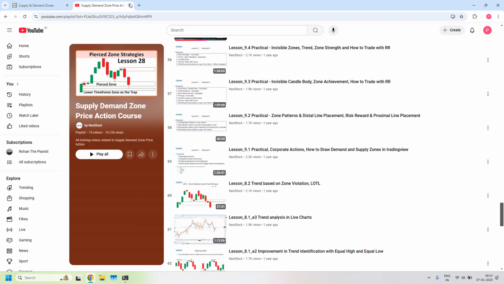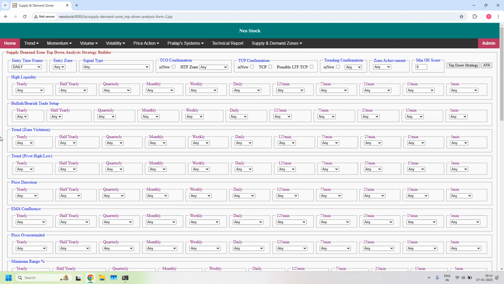Now let's get into the report generation. First, let us identify the stocks near demand and supply zones. During this process, we will also identify daily and 75 minutes high liquidity zones and also the pierced zones for monthly, weekly and daily time frames, and also stocks closed inside the demand or supply zones for monthly, weekly and daily time frames. Those stocks will also be further filtered based on EMA Confluence, monthly, weekly and daily EMA Confluence. Okay, first let us find the stocks near quarterly demand zone.